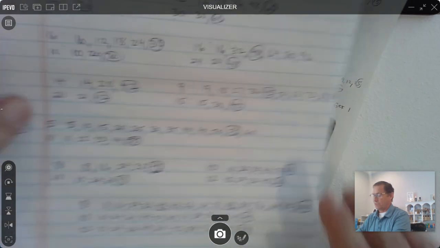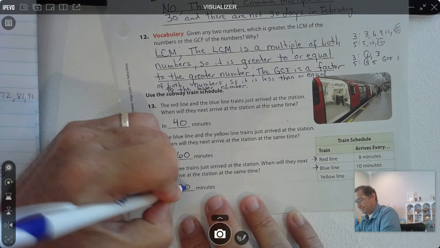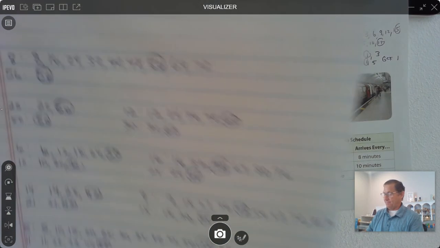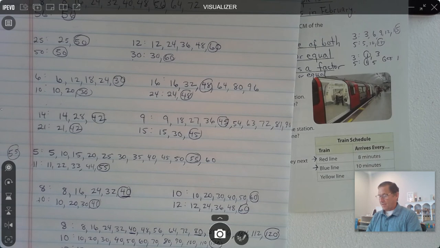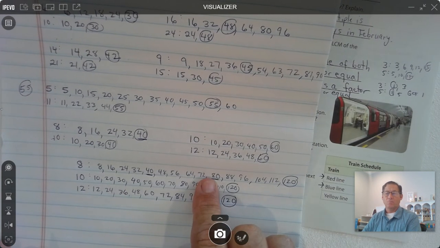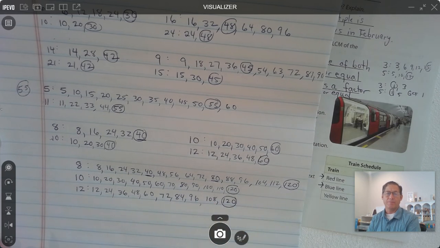Okay, so 2 hours or 120 minutes. Okay, again, I did see that 60 was in common to both 10 and 12, but 60 is not a multiple of 8. When we have three things, all three must be in common.